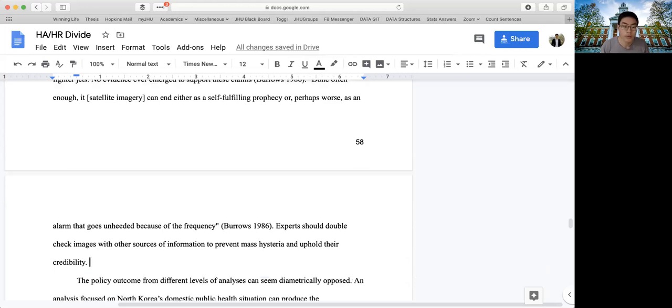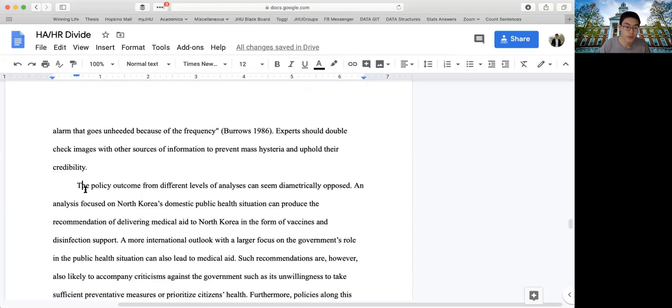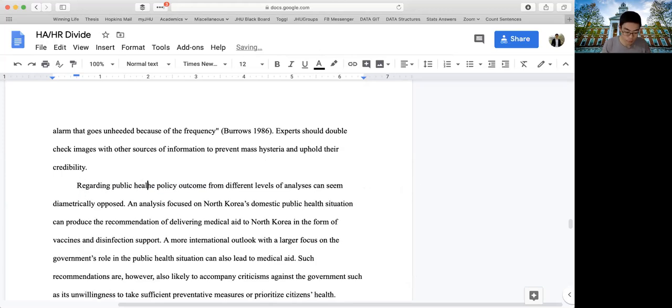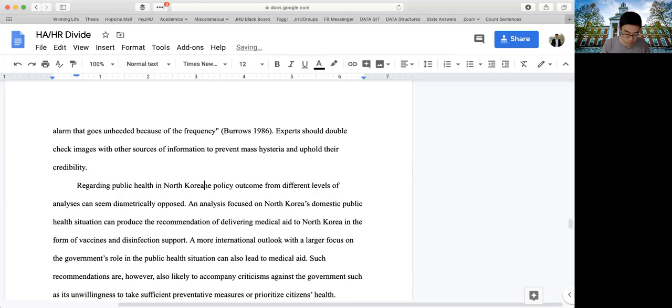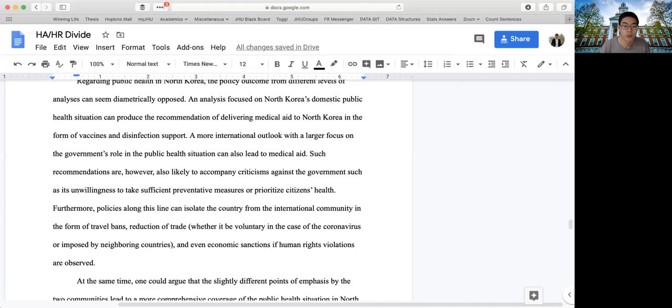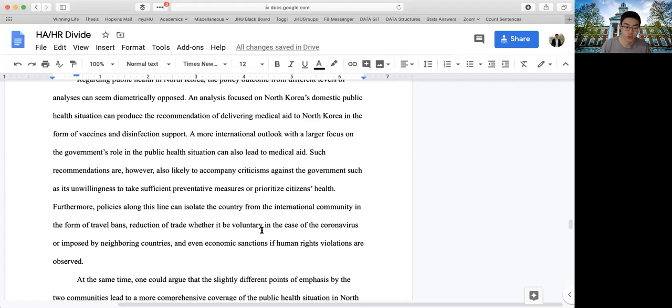All right, and then I'm going to change the first sentence of the next paragraph and saying, regarding public health in North Korea, policy outcomes on different levels are like this. And then I'm going to take out parentheses here. All right, next page.